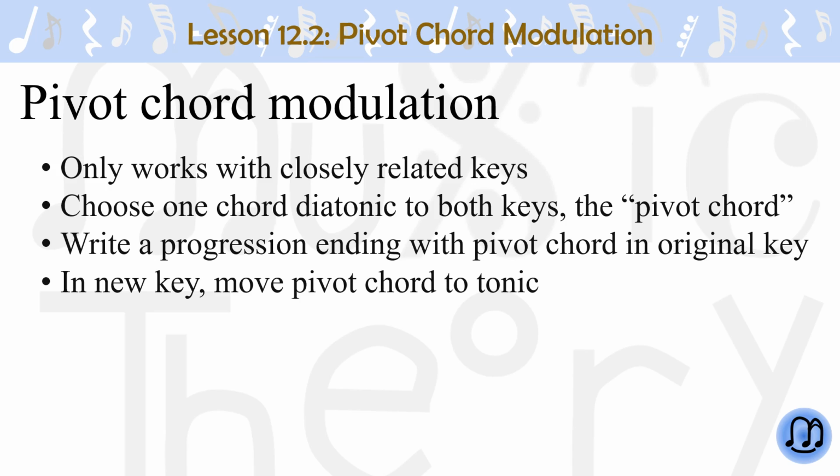To write a pivot chord modulation, you first need to choose a chord that is diatonic to both keys, called the pivot chord. Then write a progression in the original key that ends with the pivot chord. Starting there, move from the pivot chord to the tonic in the new key.